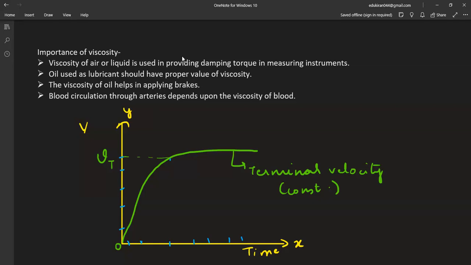Right now, let's focus on terminal velocity. When the graph between velocity versus time is plotted, these are the markings of velocity, these are the markings of time. Velocity is gradually increasing with respect to time, and at this particular time instant, velocity becomes constant. Its value is not increasing further. Plateau is reached. So this velocity which is finally achieved, you will call the terminal velocity.